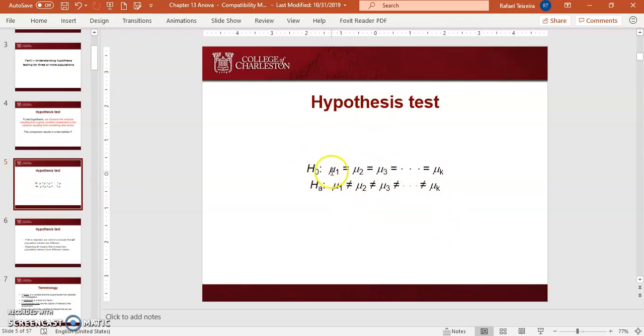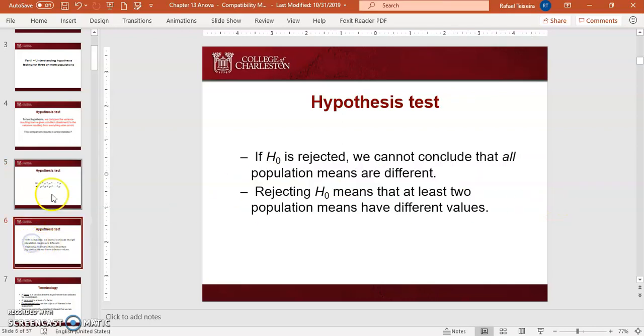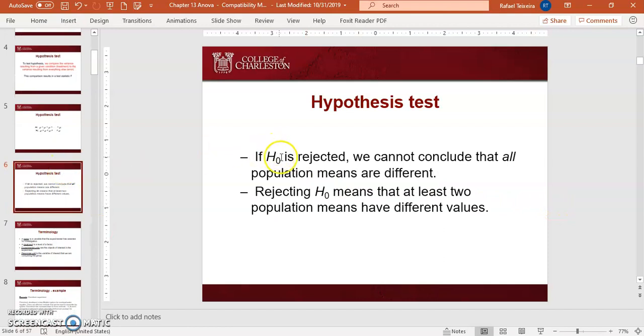So this is the hypothesis, and that's the only hypothesis we have. The null hypothesis is that the mean of group 1 is equal to the mean of group 2 is equal to the mean of group 3, and so on for however many groups we have. And the alternative hypothesis is that these means differ. If we reject the null hypothesis, we cannot conclude that all population means are different. Rejecting the null hypothesis means that at least two population means have different values.